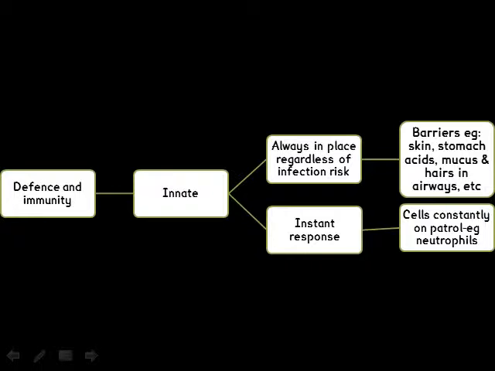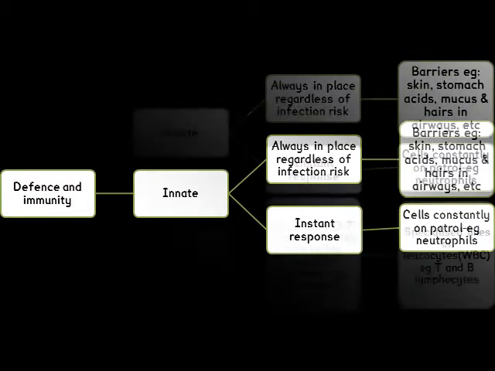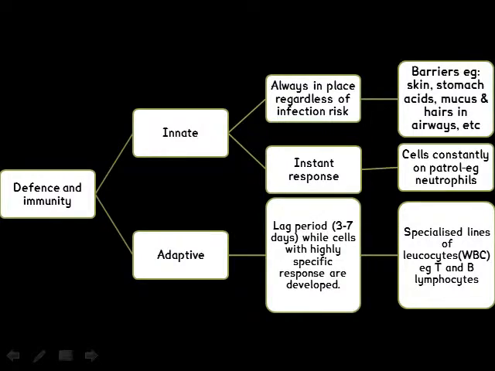How about the adaptive system? The adaptive system produces a highly specific, targeted attack on a particular microbe or pathogen. It may take longer to develop, several days, but once developed, the memory is stored by the immune system and immunity may well last a lifetime.